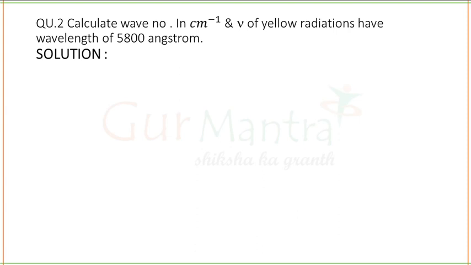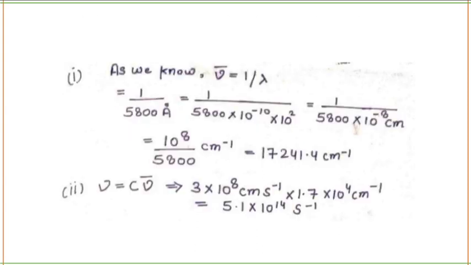Okay guys, let's see the solution. In the first part, we have to calculate the wave number. So wave number is equal to 1 upon wavelength. You know that very well. The wavelength is given in the question, that was 5800 angstrom. First of all, you need to convert this angstrom unit into meter and then into centimeter, because in the question it was mentioned you have to calculate the wave number in centimeter inverse.